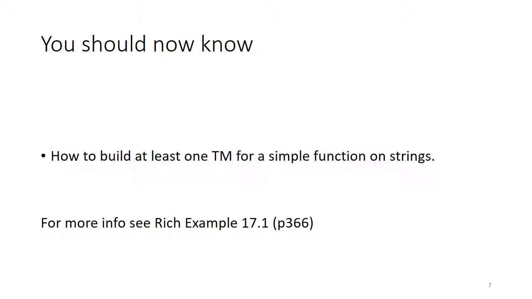So what you should now know is that we can build Turing machines that compute functions given input strings, and in reality we could do that with push-down automata and finite state machines if we slightly modified the definition, but we didn't bother with that because when we get to this point, this is when we start talking about functions. And you should know how to build at least one Turing machine for a very simple function on strings.